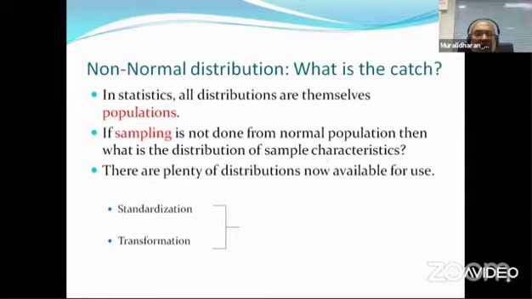Okay, so let us now see one part regarding normal population, non-normal population. No problem if it is not normal. Suppose you are working with a non-normal distribution, then what is the purpose? In statistics, as I had already mentioned, distributions are always called populations. Now, suppose sampling is not done from a normal population, then what is the distribution of sample characteristics?